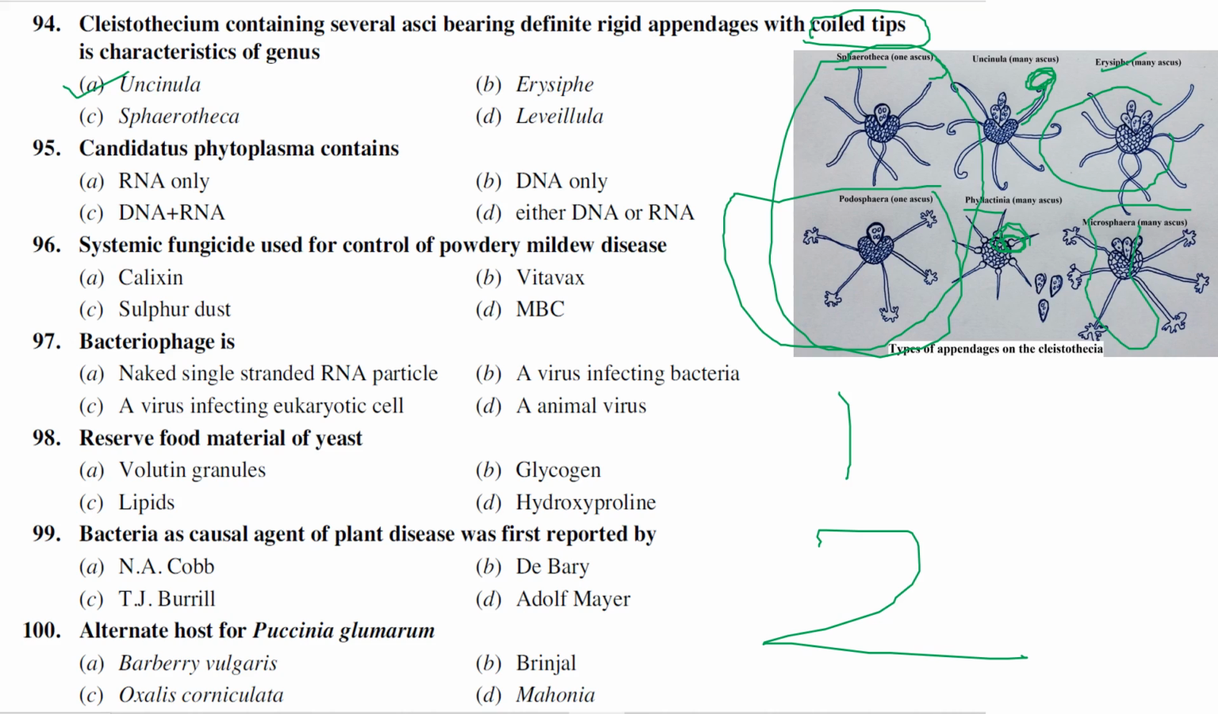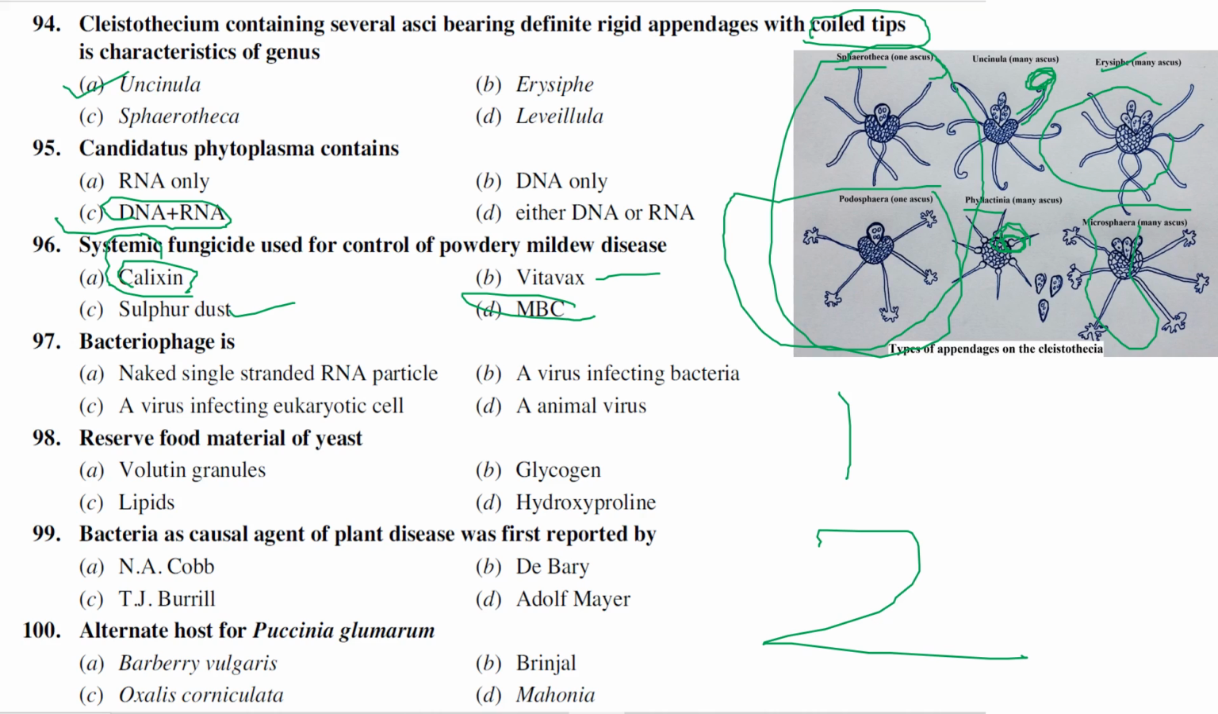The next one: the cytoplasm generally contains genetic material as both DNA and RNA. DNA plus RNA is the answer. Then the next one is the systemic fungicide used for the control of powdery mildew diseases. All the powdery mildew diseases will be effectively managed by a fungicide called Calixin. Vitavax is generally a smut-related fungicide. MBC, that is carbendazim, I think, I'm not sure. The sulfur dust. This Calixin is especially recommended for powdery mildew diseases.